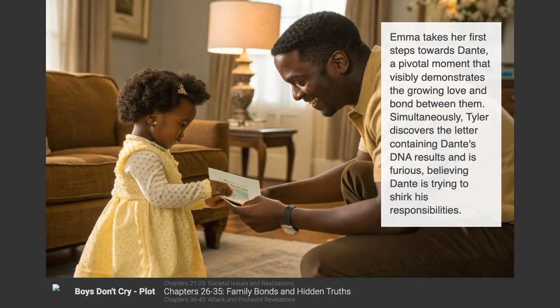Emma takes her first steps towards Dante, a pivotal moment that visibly demonstrates the growing love and bond between them. Simultaneously, Tyler discovers the letter containing Dante's DNA results and is furious, believing Dante is trying to shirk his responsibilities.